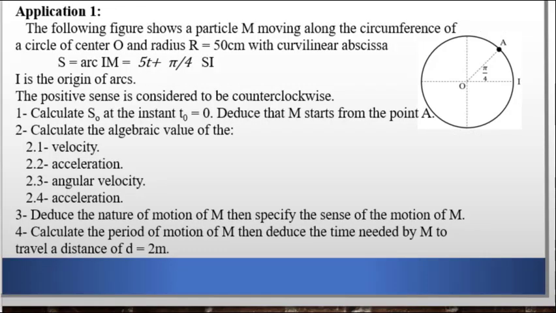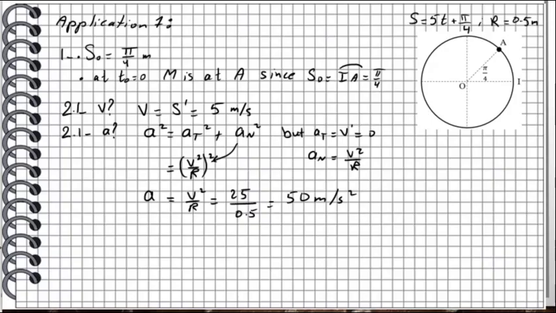2.3, the angular velocity. Part 3. The angular velocity is theta prime. Simply theta prime is v divided by r. V was 5 meter per second, and the radius was 0.5 meter. Meter with meter cancel. 10 radian per second.